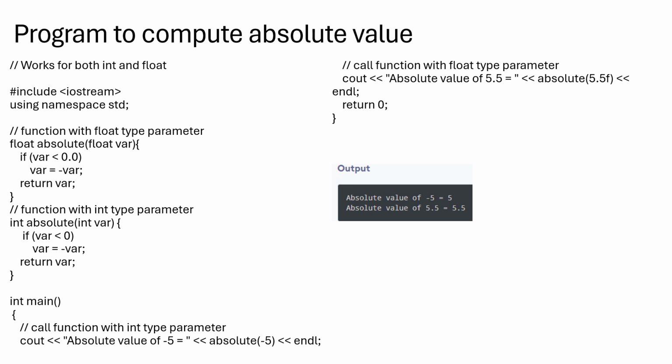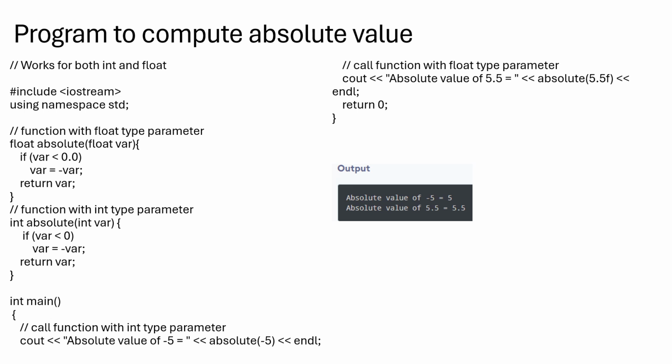Then in the next example, a program to compute absolute values. So it works for both, same thing here also, different data types we are using. So header file, namespace, functions with float type parameters. Here float absolute is the function name, and the parameter we are using is a float var. So here we are checking the condition for var less than 0.0. Because it is declared as a float, we are using the point in float values. Then var is equal to minus var, return var. So we are checking the condition and returning the var variable.